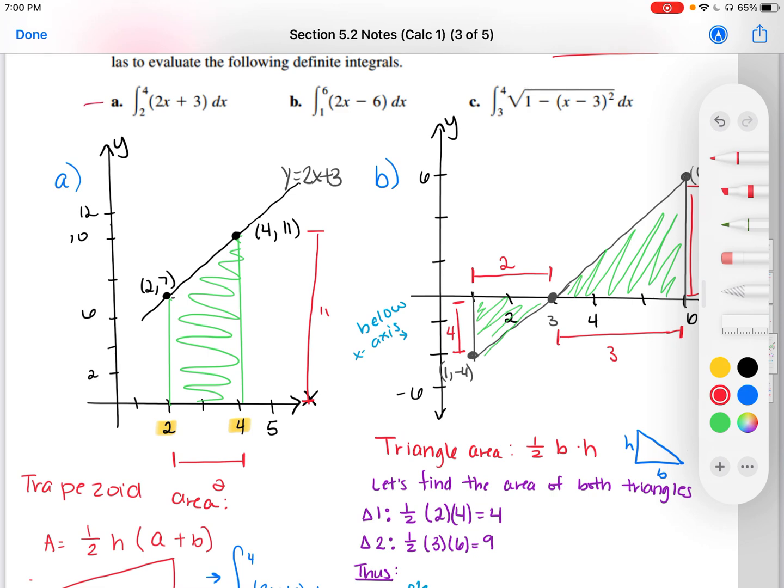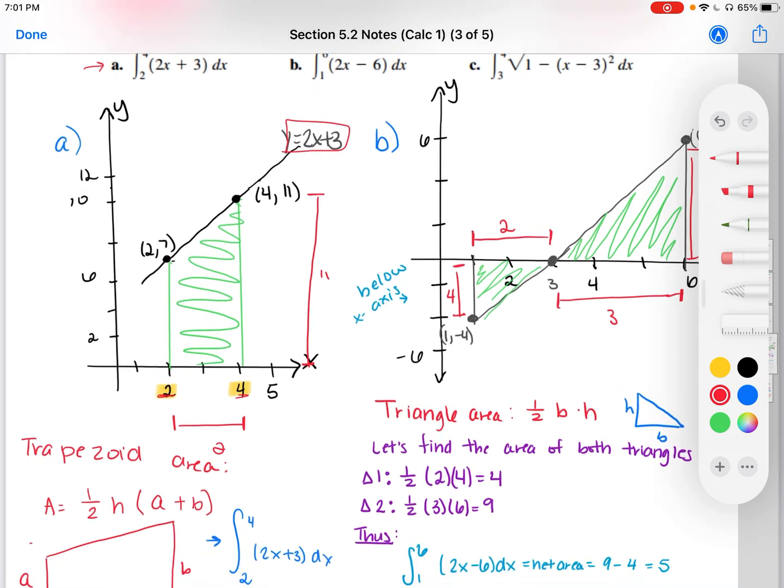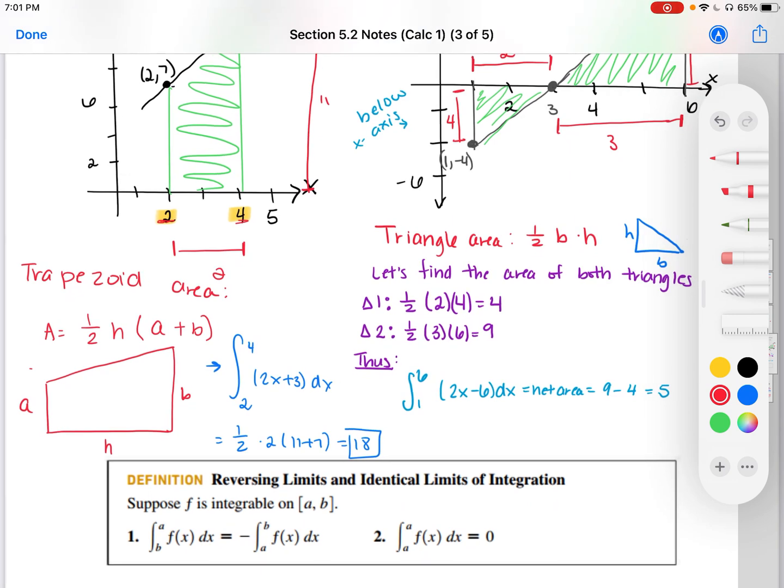Our first problem, A, is the integral from 4 to 2 of 2x plus 3 dx. All right, so we plot our line, y equals 2x plus 3, and we see where the points at 2 and at 4 are. We enclose the area and we want to find the area underneath that curve. In this case, it's not really a curve, it's just a line. We see we have a rhombus. I'm sorry, a trapezoid.